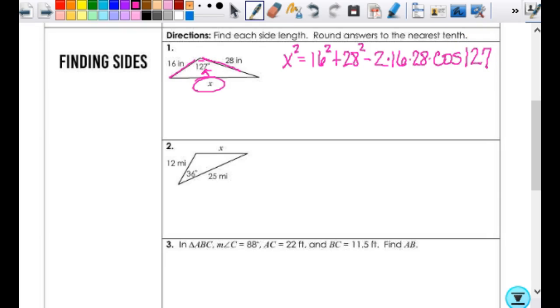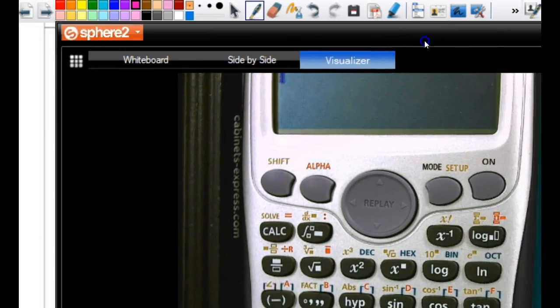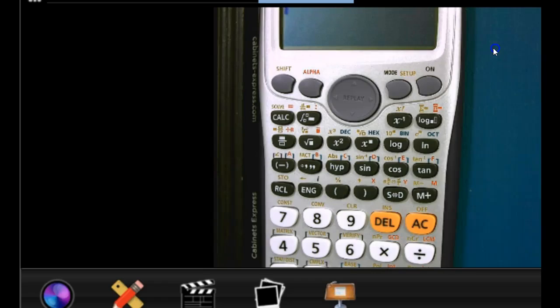And then with these nifty calculators, you can type all this in. You can do one of two things. You can type all this in and then take the square root of the answer, or since this is x squared, you want the square root of all that, so you could just type it all in under the square root. That's what I would do. And it's nice that you can actually see what you're doing.